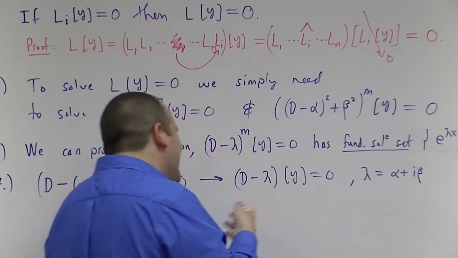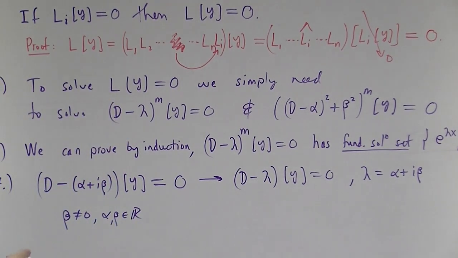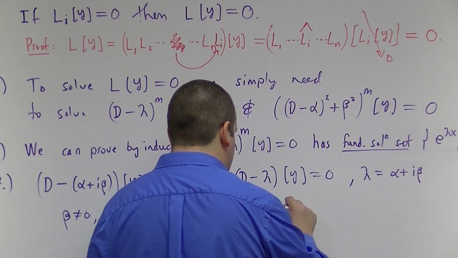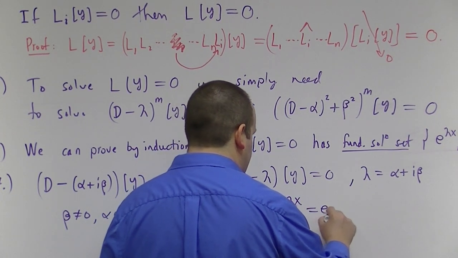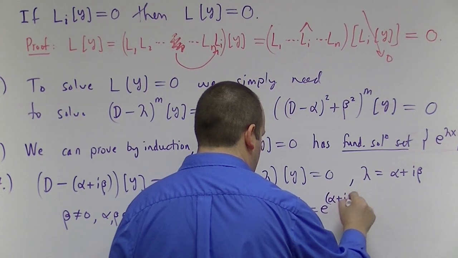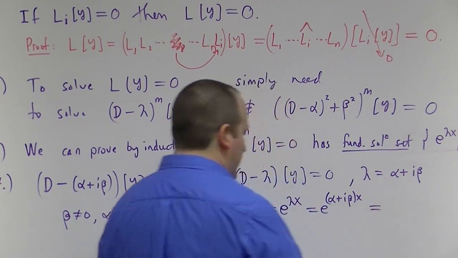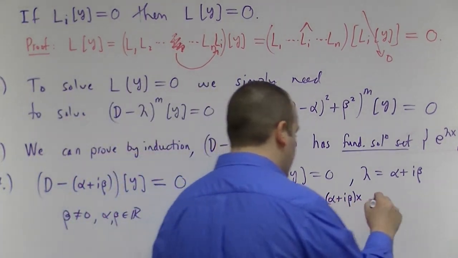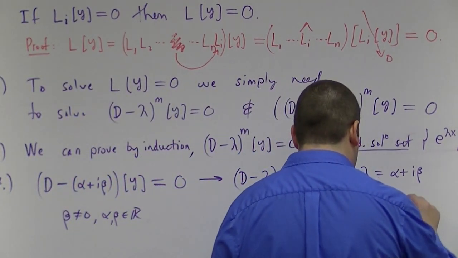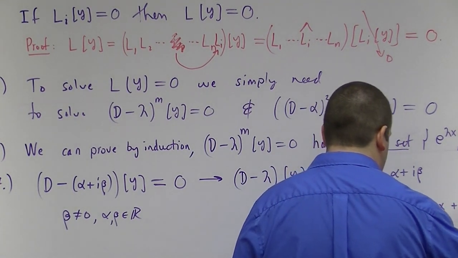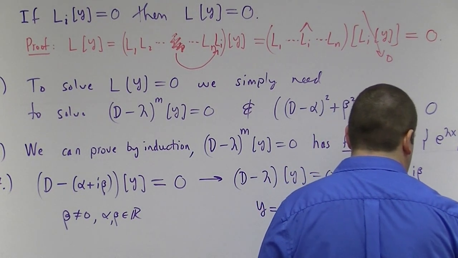I can write that, and it is in fact true that y equals e to the lambda x still makes sense. It's e to the alpha plus i beta times x, which Euler explained to us is nothing more than e to the alpha x cosine beta x plus i e to the alpha x sine beta x.